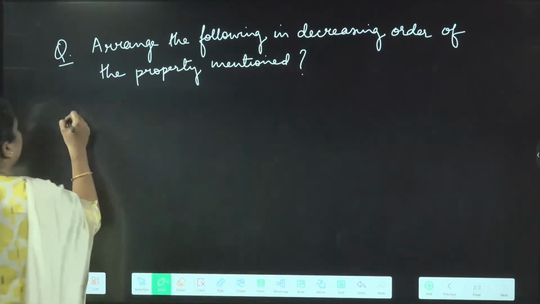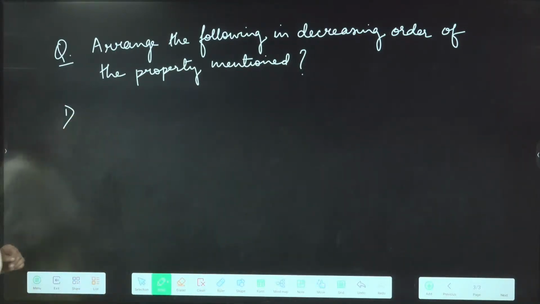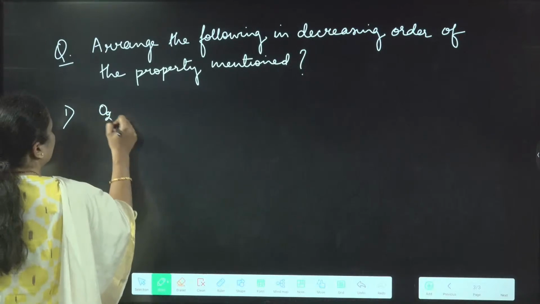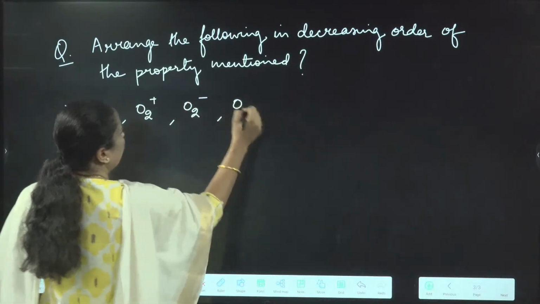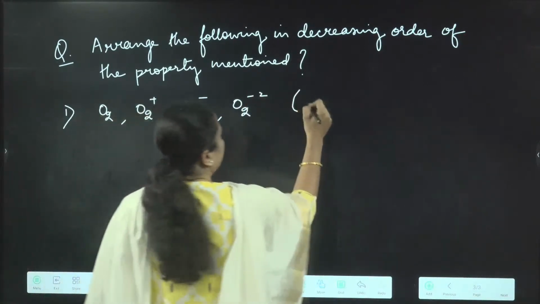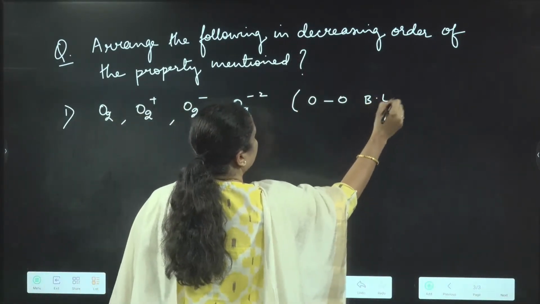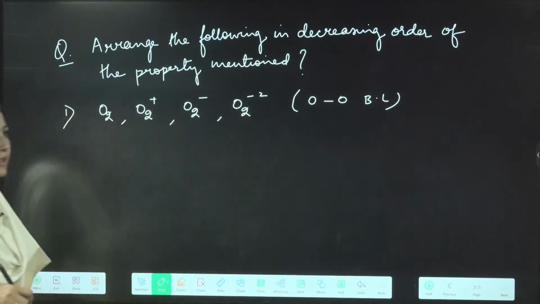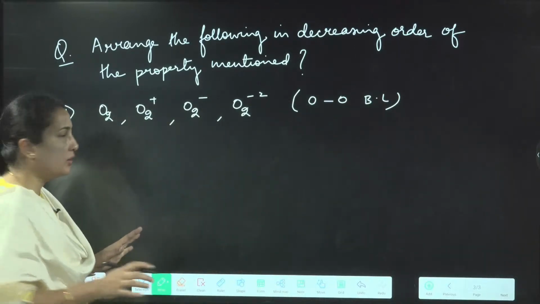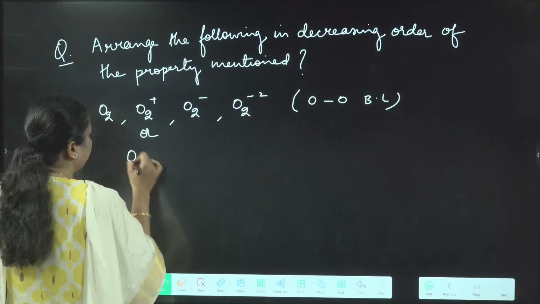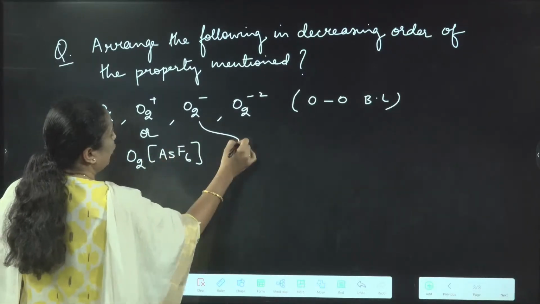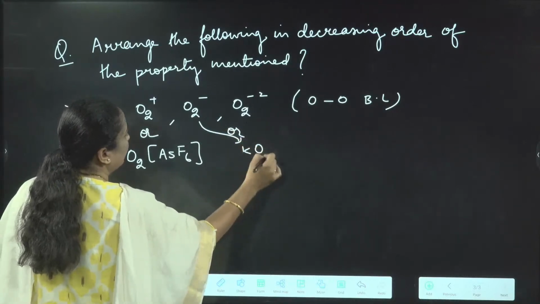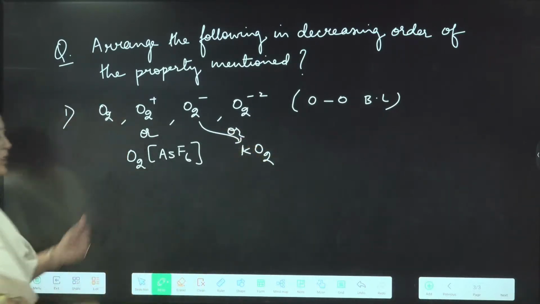Okay. Now let us say I am going for the first one, which is O2, O2 plus, O2 minus, O2 minus 2, and I am asking you for the oxygen-oxygen bond length. Now here, mind well, the examiner either can give you O2 plus or else they can also mention it like this: O2 AsF6. They can also give this as KO2. Try to understand what is the meaning of it.